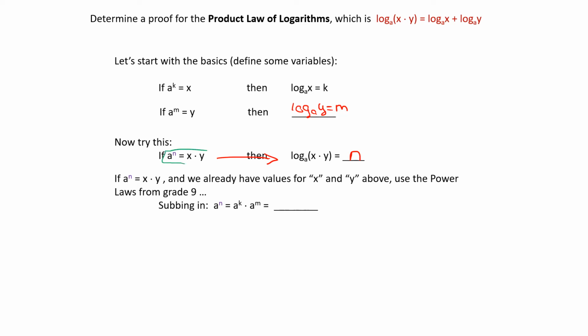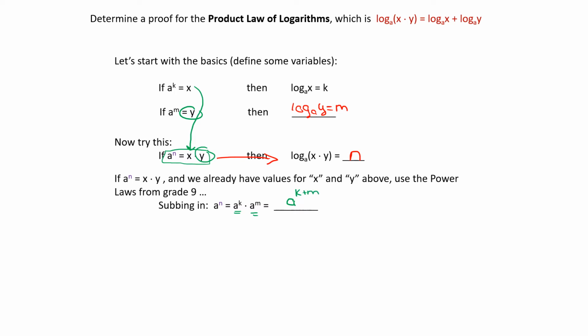I've got this little equation here. Now I'm going to put that in for x. So that's a to the power of k going there. And in for y, I'm putting a to the power of m. And using our power laws from grade 9, I've got the same bases that I underlined there in green. So I write the base out once, and because I'm multiplying, I add the exponents, k plus m. So I am going somewhere with this.